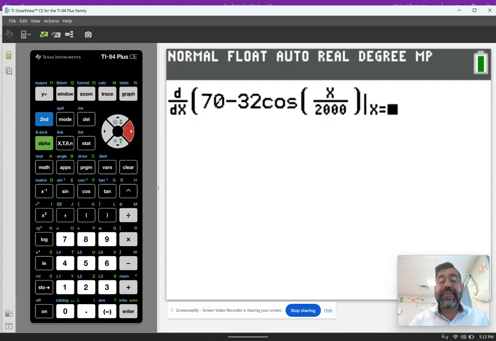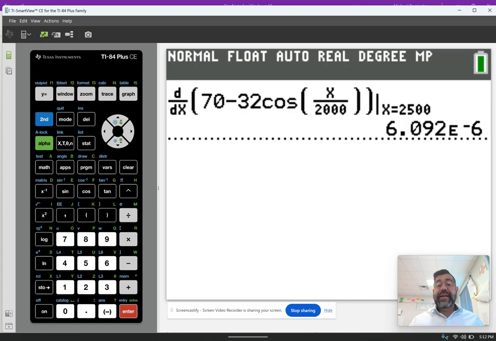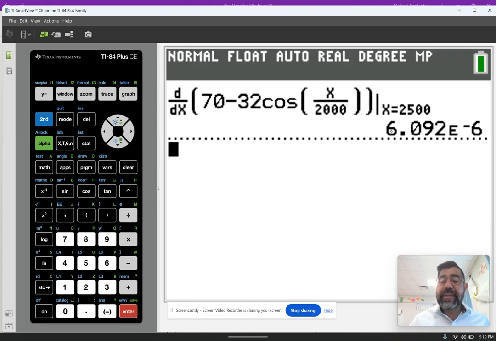And then the last piece of information the calculator will ask you for is at what instant you want to find the derivative. Well, we want to find the derivative at 2,500, when there are 2,500 students. Press enter, and there is our answer. Something seems a little odd, because 6.092 times 10 to the negative 6 is a really, really small decimal. You move the decimal back 6 spaces, that's point and 5 zeros, and then 6092. So what is wrong with what I just did?